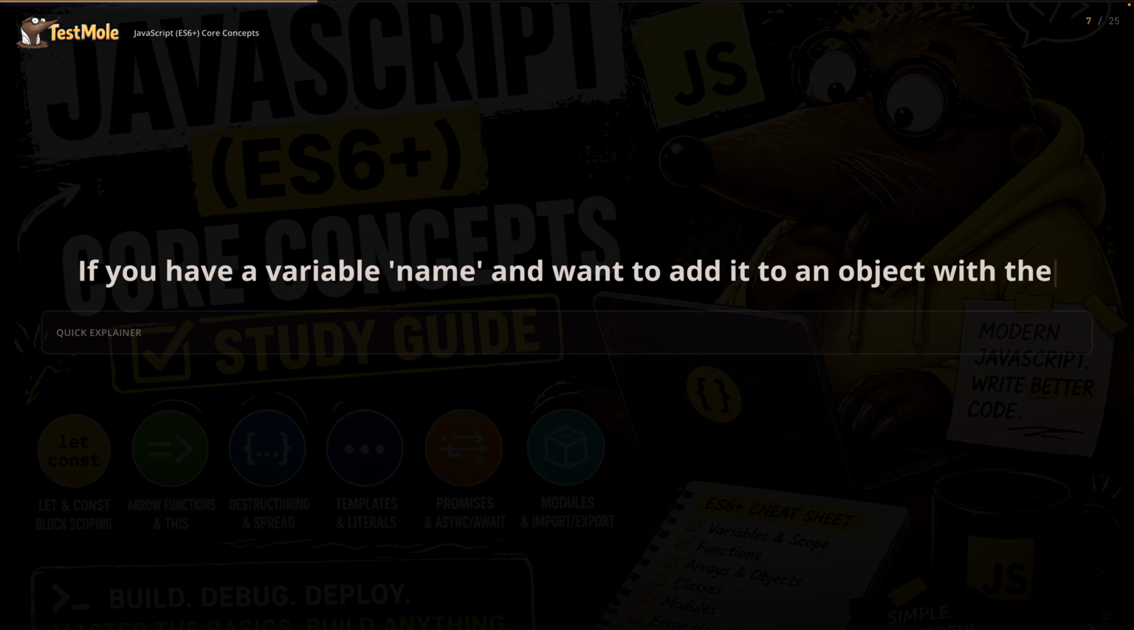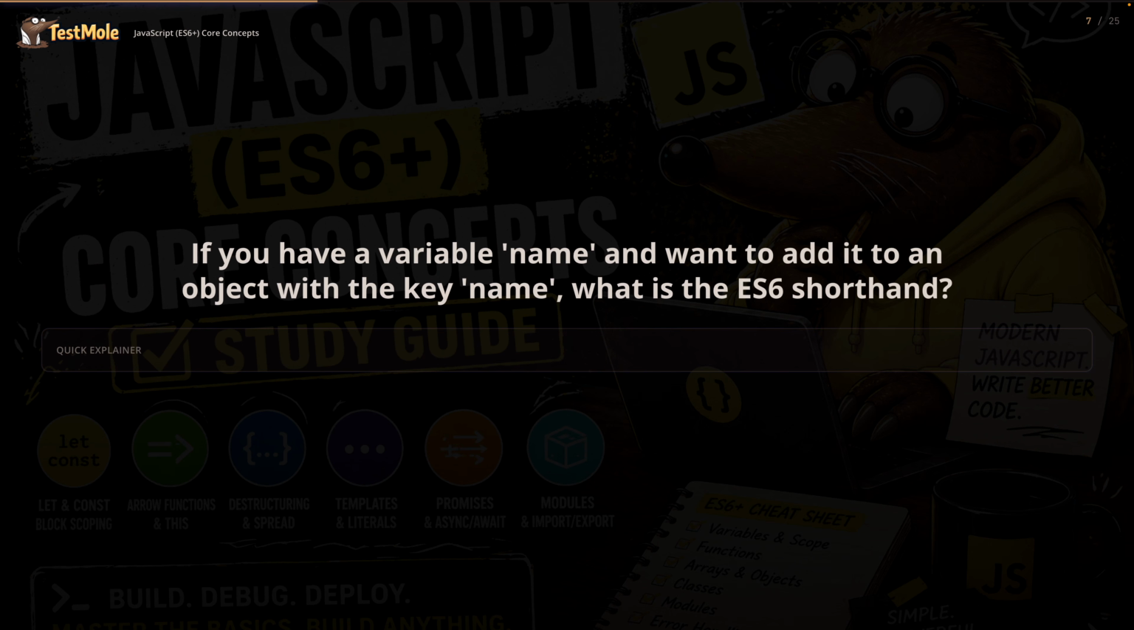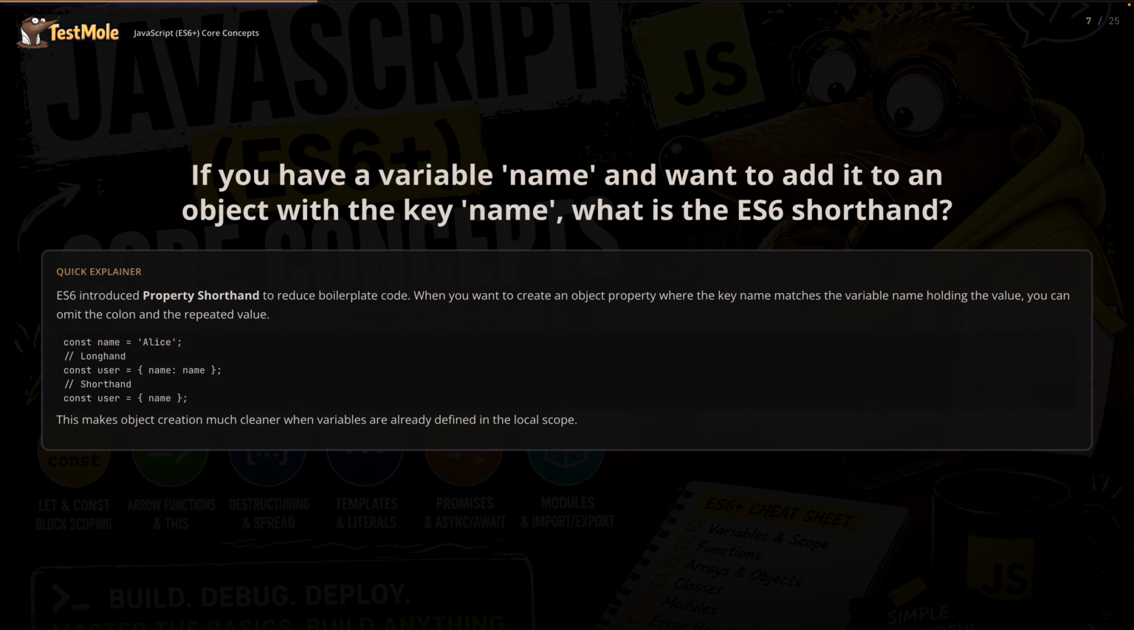If you have a variable name and want to add it to an object with the key name, what is the ES6 shorthand? ES6 introduced property shorthand to reduce boilerplate code. When you want to create an object property where the key name matches the variable name holding the value, you can omit the colon and the repeated value.